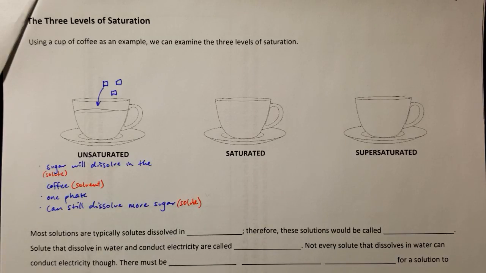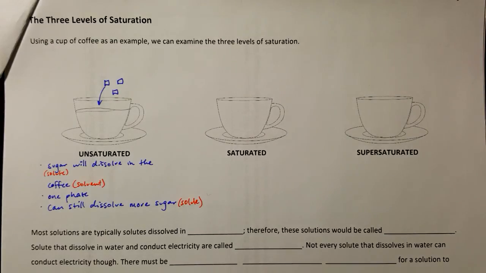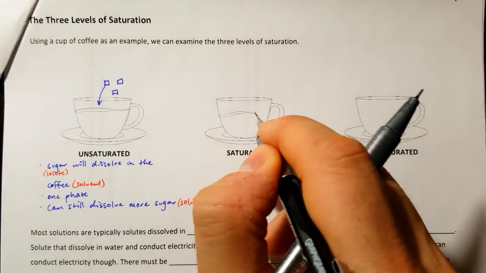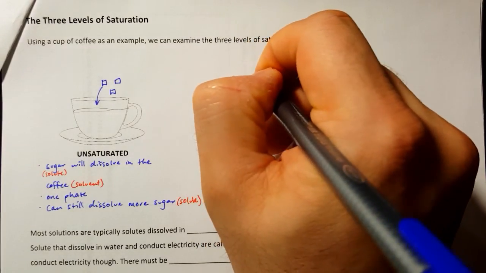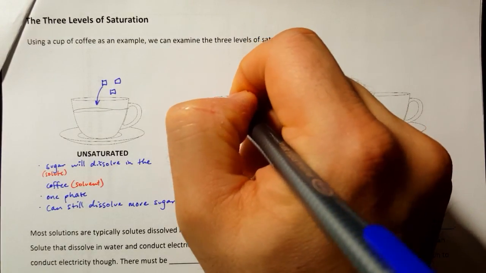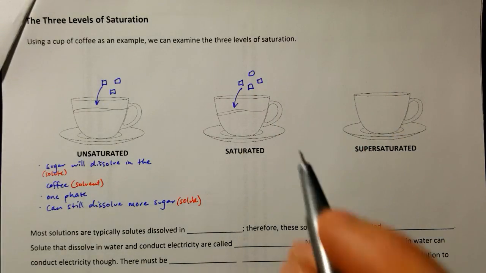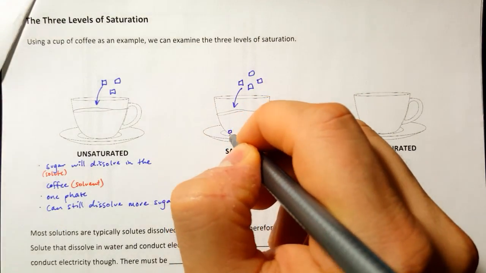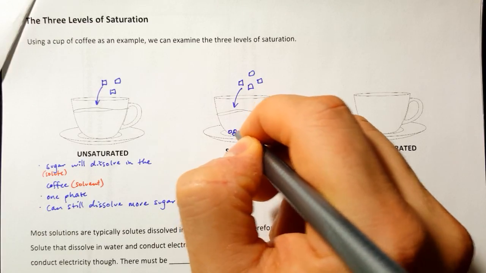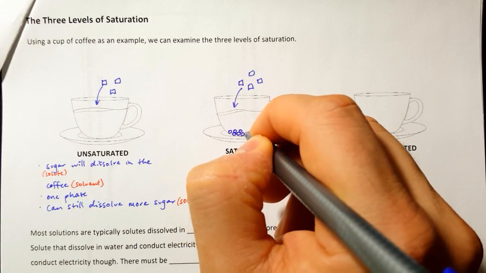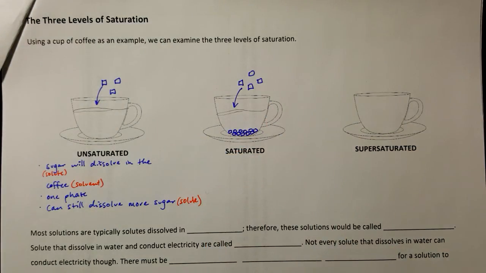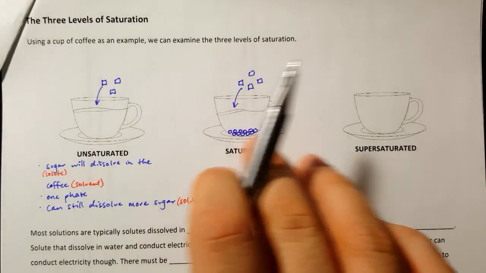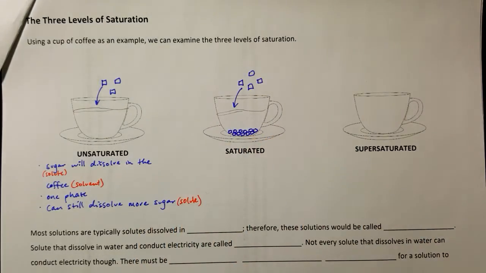Now, if we kept adding more and more sugar to the cup of coffee, so I added more and more, what's going to happen? Well, if you haven't ever done this, you can try it out. What ends up happening is you get basically a sugar sludge that forms on the bottom of your cup of coffee, right? So the sugar solid rests at the bottom of the cup of coffee because it no longer dissolves.